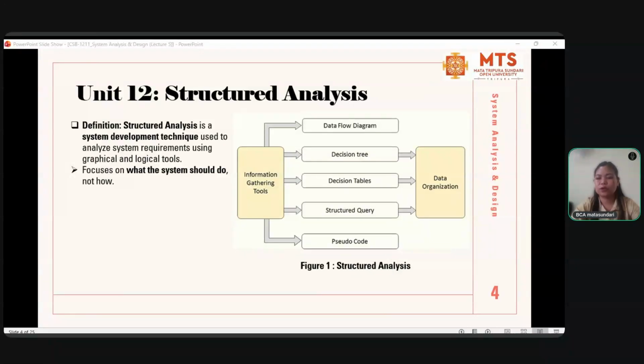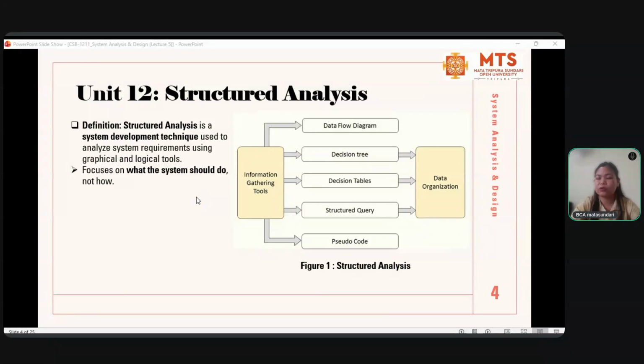So moving towards our Unit 12, as you can see here, about structured analysis. Let's first understand what structured analysis is. Structured analysis is a system development technique used to analyze system requirements using graphical and logical tools. It focuses on what the system should do, not how. Always remember, structured analysis focuses on what the system should do, not how.